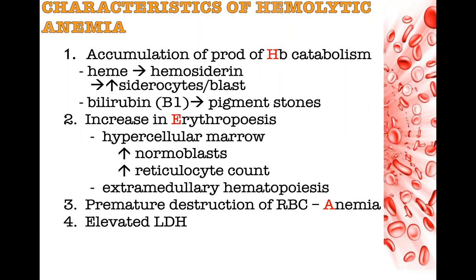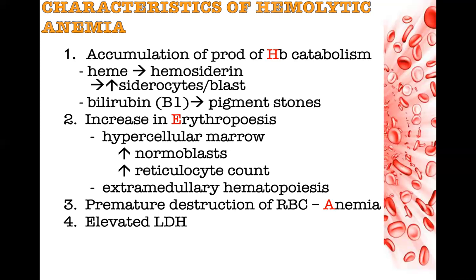Aside from an accumulation of the products of hemoglobin catabolism, there is also increase in erythropoiesis. So this is manifested by a marrow that is very cellular. So there would be increase in normoblasts as well as increase in reticulocyte count. There could also be what we call extramedullary hematopoiesis. So the other organs aside from the bone marrow would also be producing red cells like the liver, the lymph nodes. Another would be premature destruction of RBC, which causes anemia.